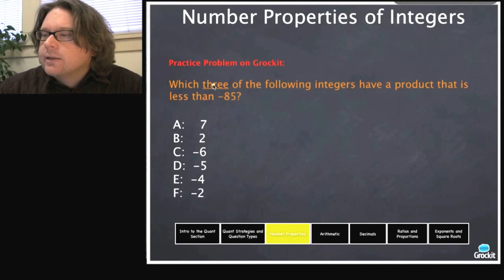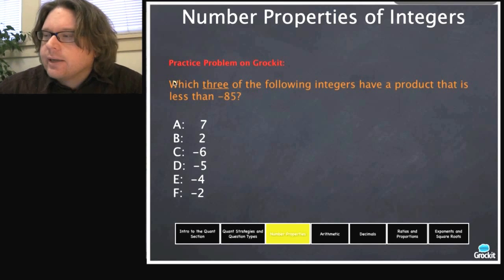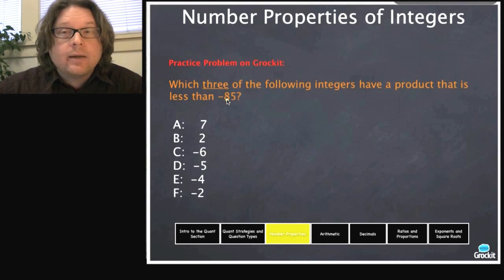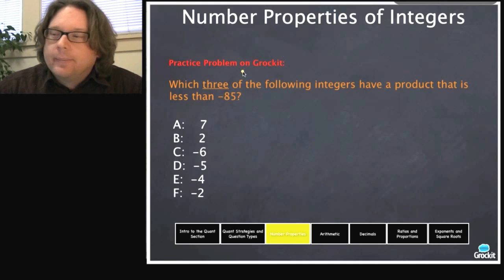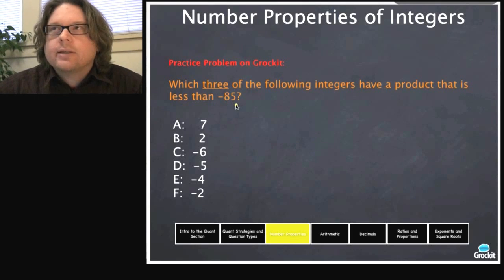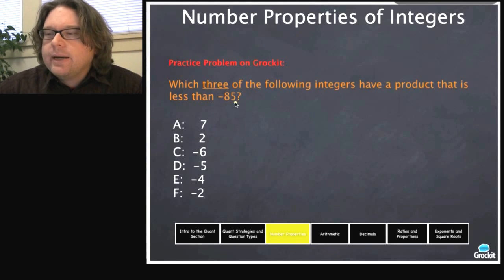Putting that into practice. So which of the three, and we actually had this as an example of a choose one or more answer choice when we were doing our sample problems. Which three of the following integers have a product that is less than negative 85? So remember, less than negative 85 means more negative. Like if you have negative $85, that's more money than negative $185. They're both not good amounts of money to have. But negative 85 is greater than something that's more negative. Anyway, so we need a big negative number.